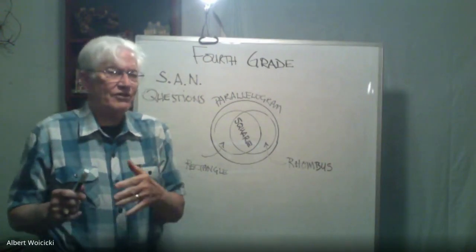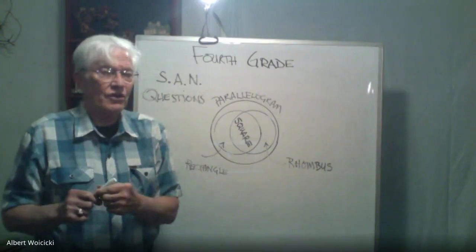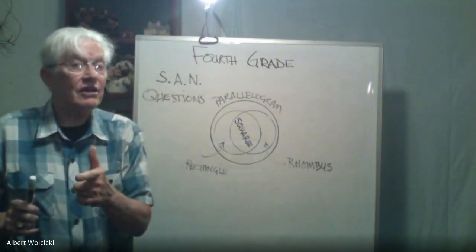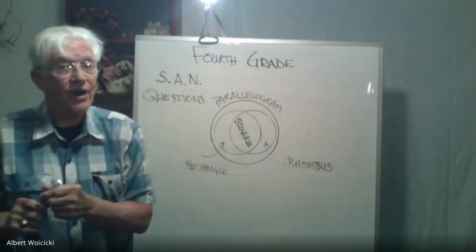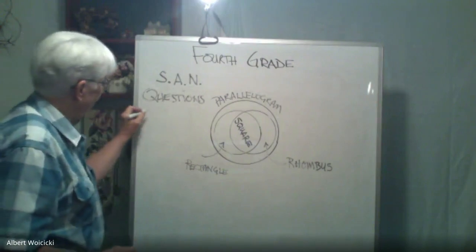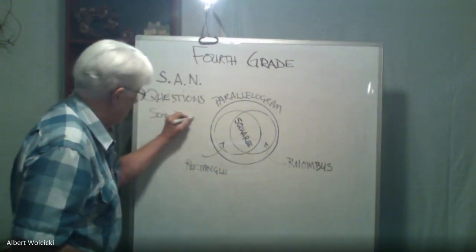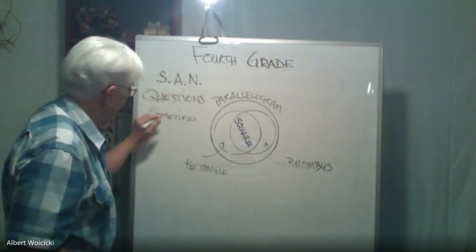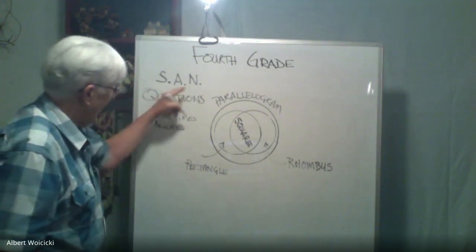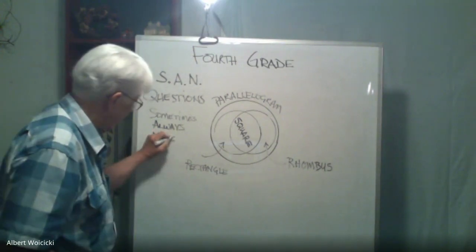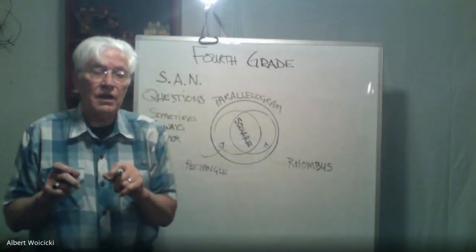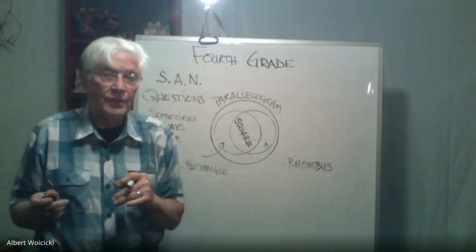Probably don't even talk about SAN questions. It's something that you can start asking in fourth grade. What is SAN questions? Well, S stands for sometimes, A stands for always, and N stands for never. This is an extension of true or false.